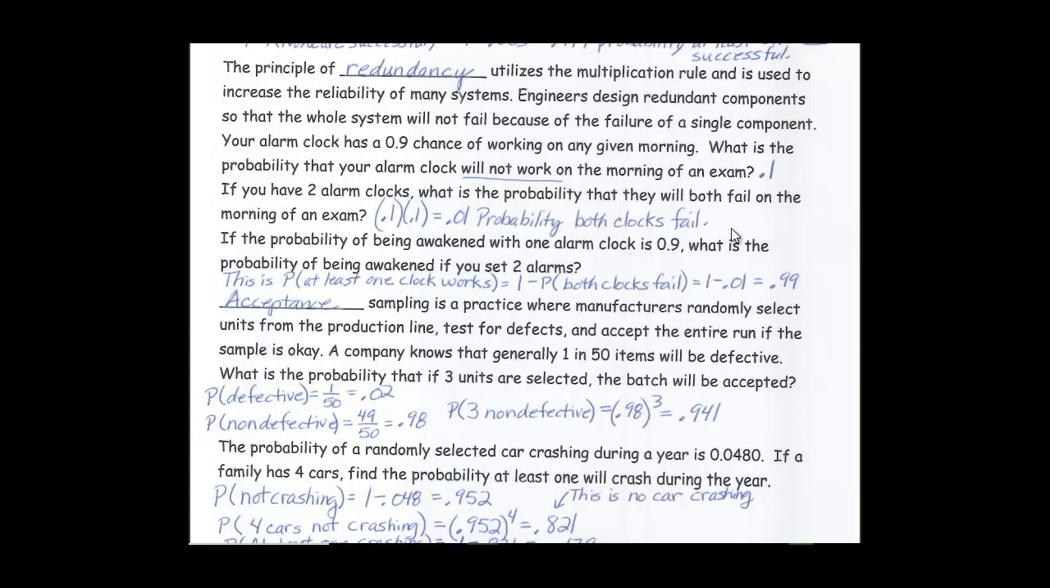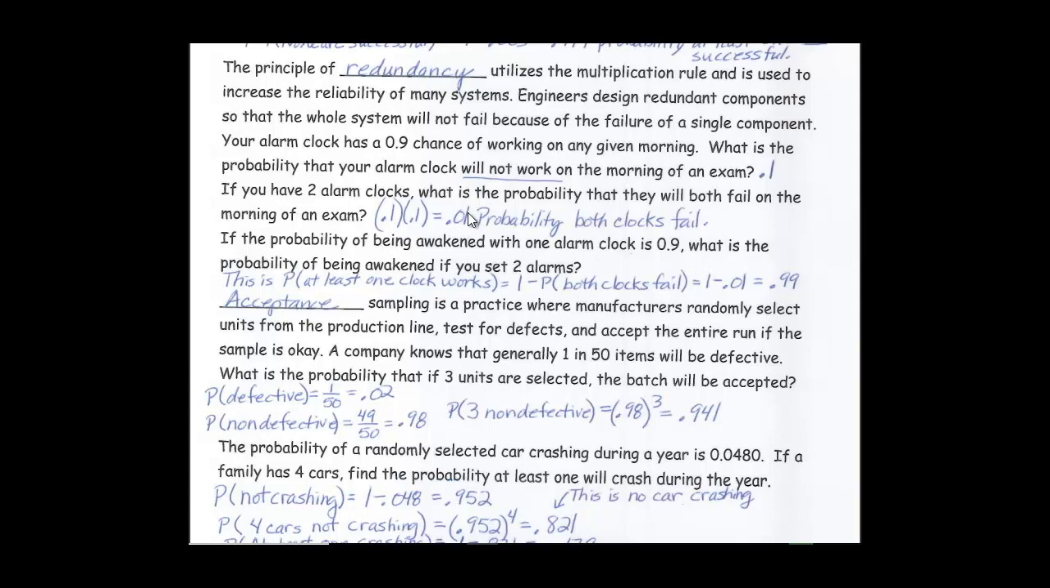Okay, but if you have 2 alarms, what is the probability that they will both fail on the morning of the exam? So we have a 10% chance of either alarm failing. Each alarm is its own event, so we're going to multiply those 2 probabilities to have a 1/100th chance, or probability, that both clocks will fail.